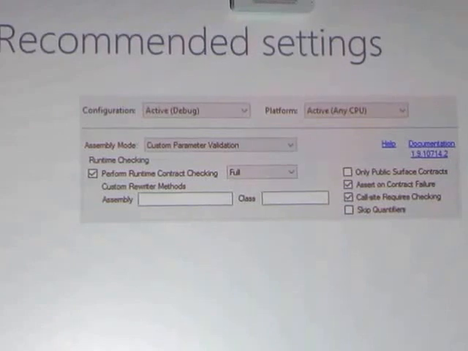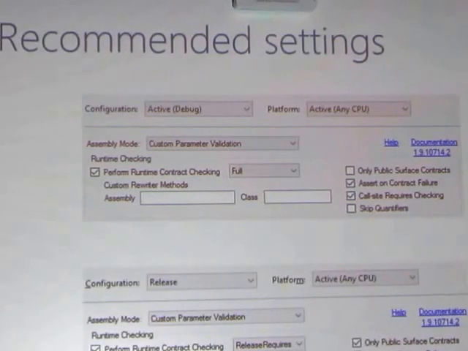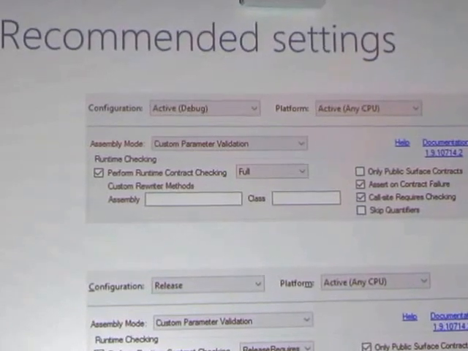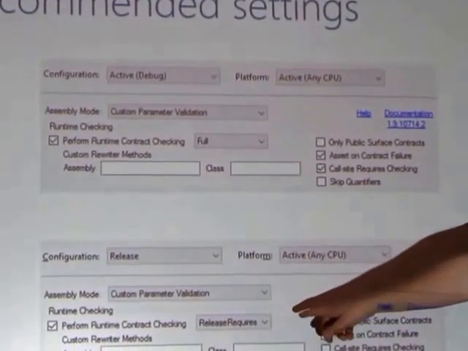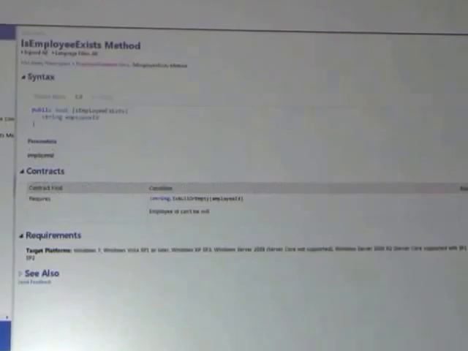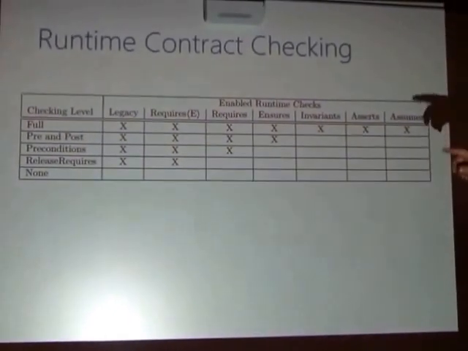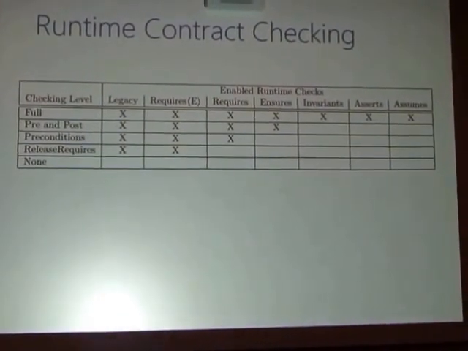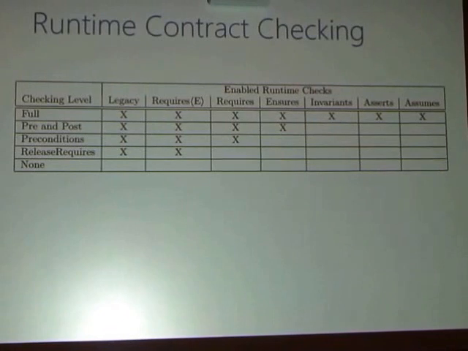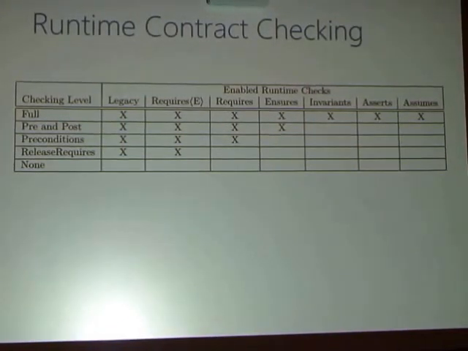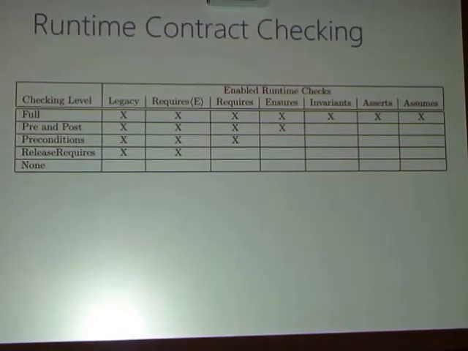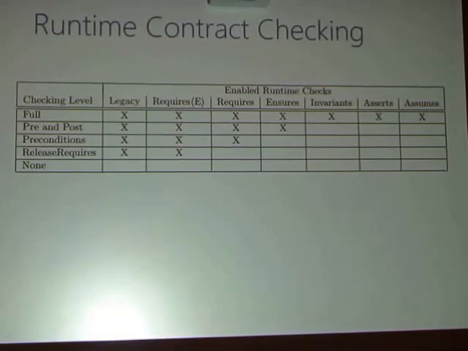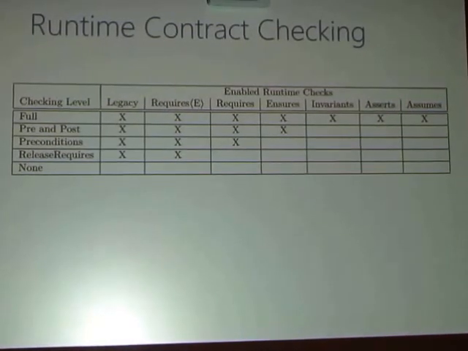And okay, so then for release mode, what we usually do is put release requires. If I go back here, release requires only checks for legacy, so something we had before we introduced contracts, and requires with custom exceptions. So basically, if we really want something to be thrown, then we put it like this, and all requires and ensures will not be checked. They will just be skipped.